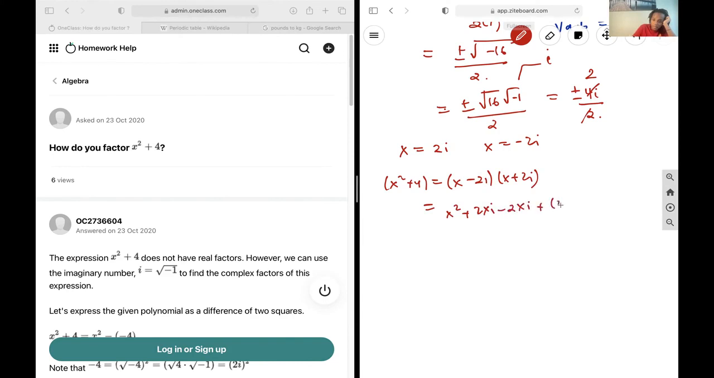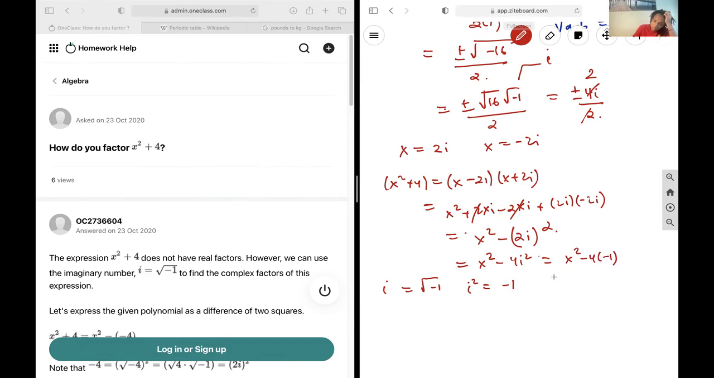2xi plus 2i by negative 2i. And so these two cancel, x squared minus, let's pull out that minus, so minus 2i squared. Remember that this will become x squared minus 4i squared. And recall that i is equal to the square root of negative 1. So i squared is going to be negative 1. So this will become x squared minus 4 into negative 1. And that will become x squared plus 4.